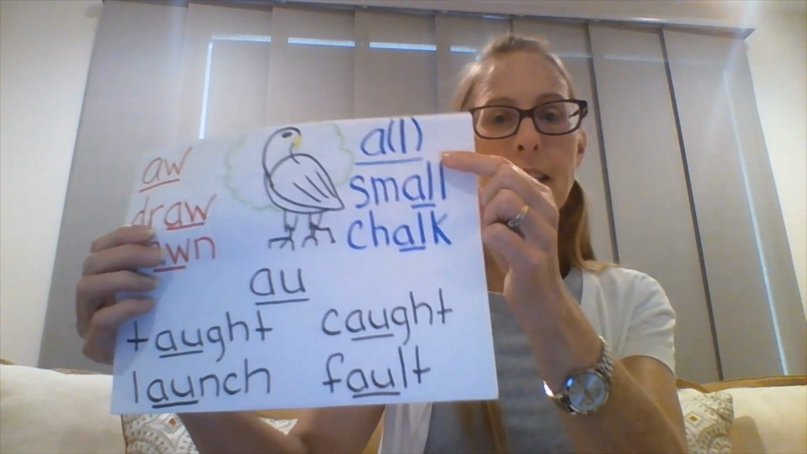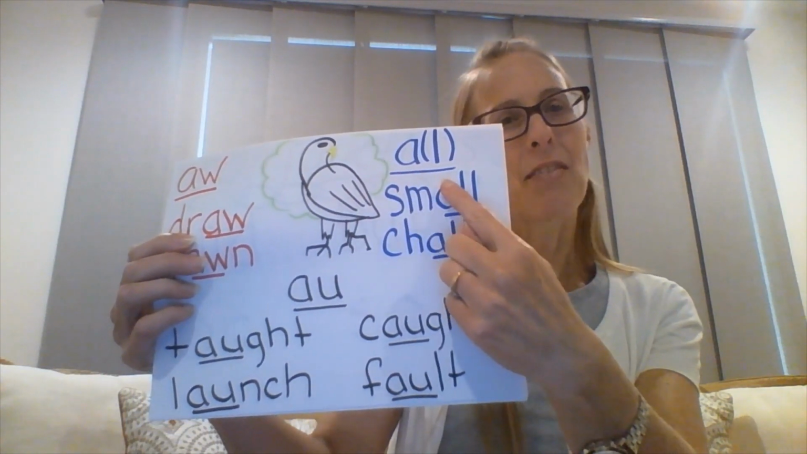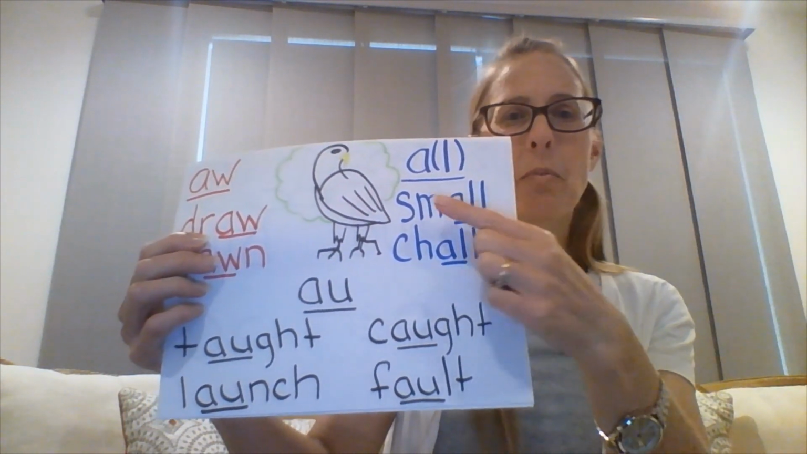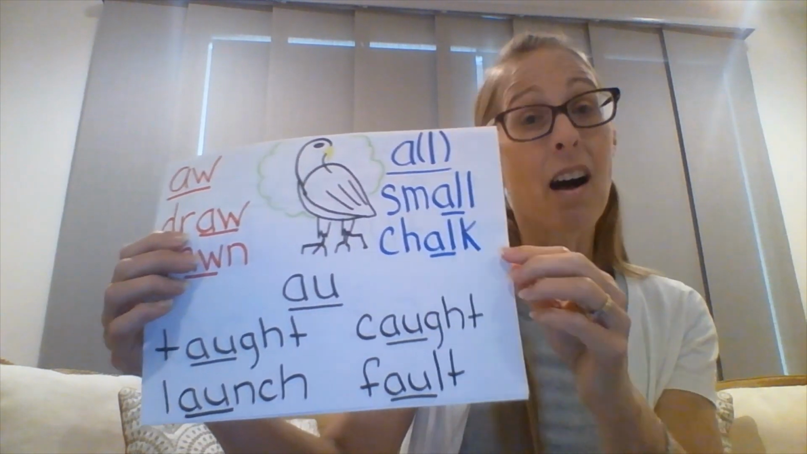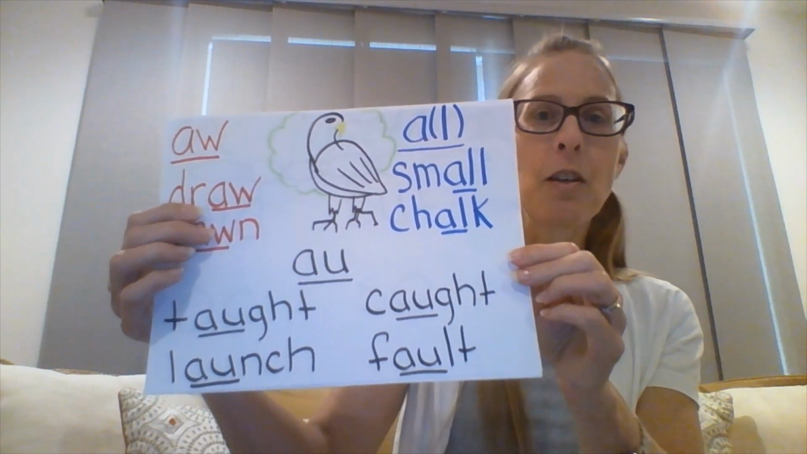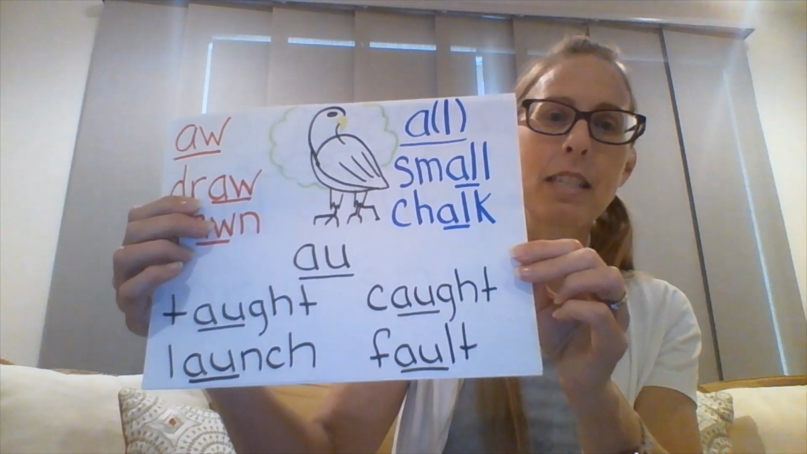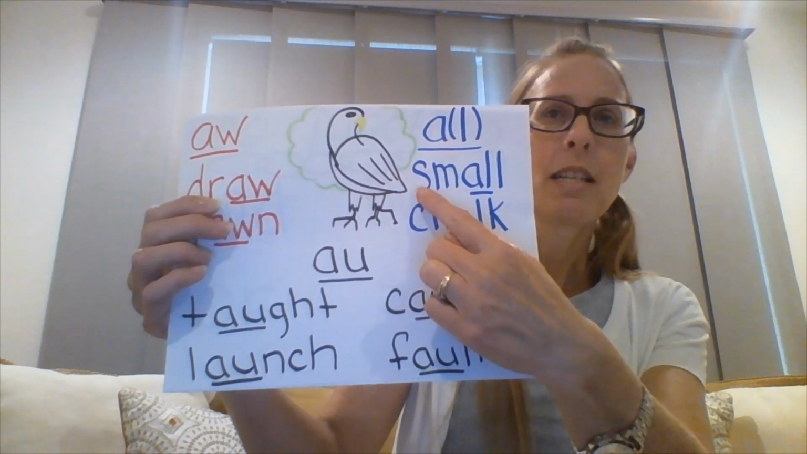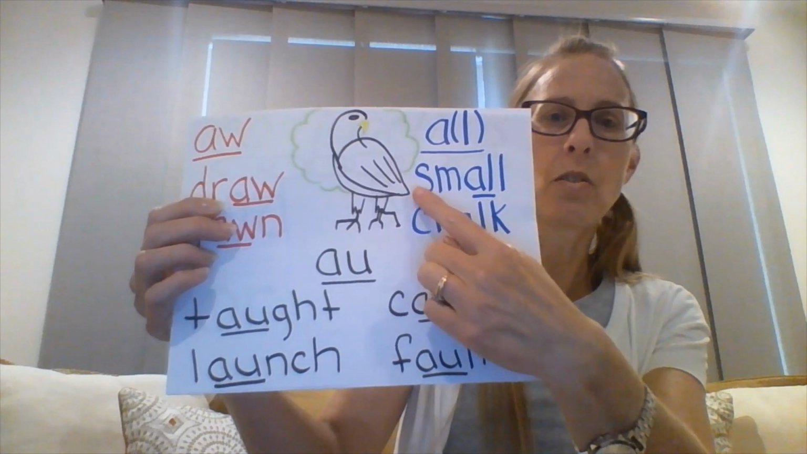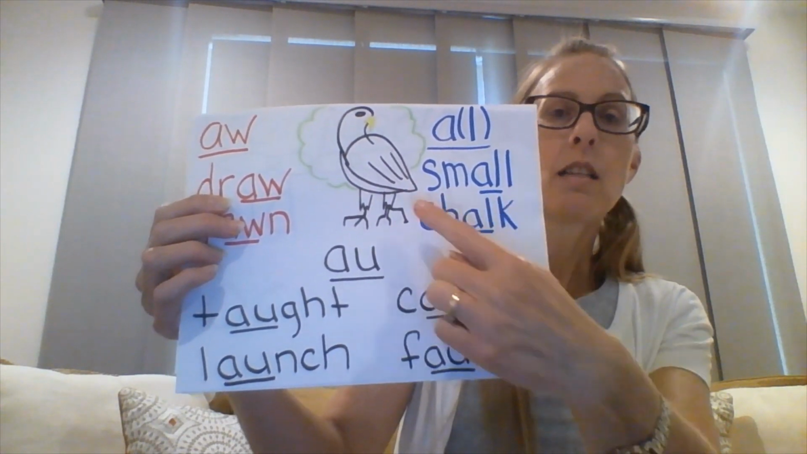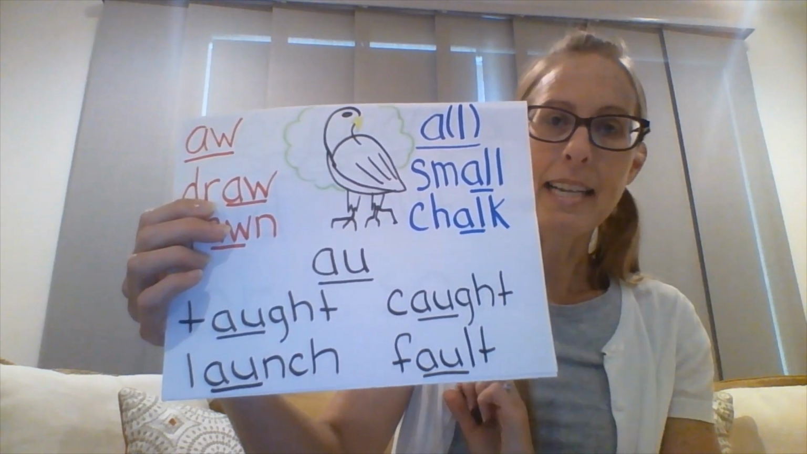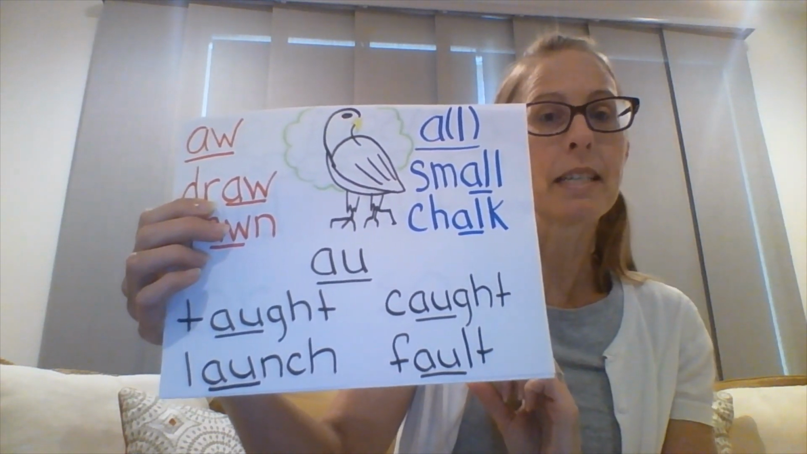If we look over here, I have an A and then I have an L in what's called parentheses, because often when A is followed by an L, sometimes it makes the "ah" sound. Doesn't happen very often, but in a few words it does. For example, sound it out. So together it's "all," small. I'd like to have a small water, please.